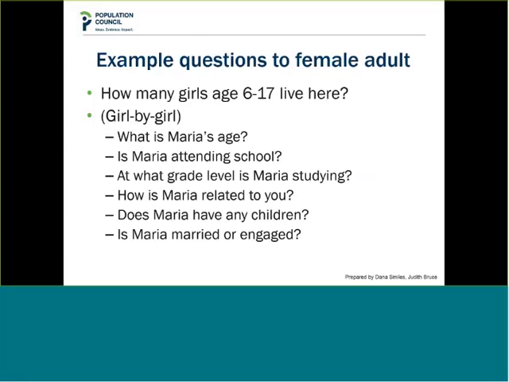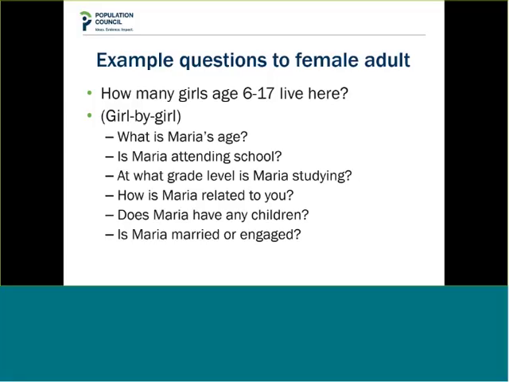Example questions that are given to the adult female within each household: how many girls aged 6 to 17 live in this household? And then for each girl within the age range, what is her age? Is she attending school or not? If she is, at what grade level is she studying? How is the girl related to you?